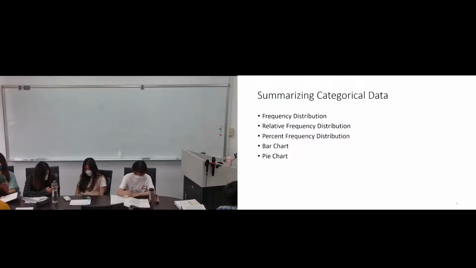First, we would like to show you how to summarize categorical data. For tables, we use frequency distribution, relative frequency distribution, and percent frequency distribution. For charts, we use bar chart and pie chart. The first three are tables, and the last two are graphical displays. These five are used to summarize categorical data.